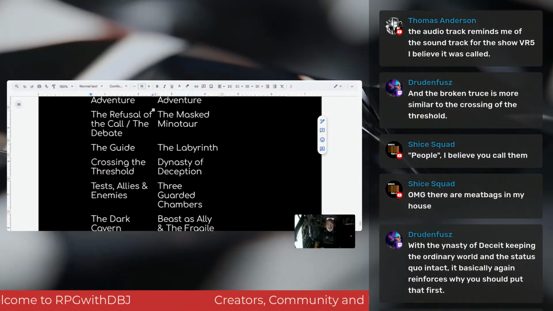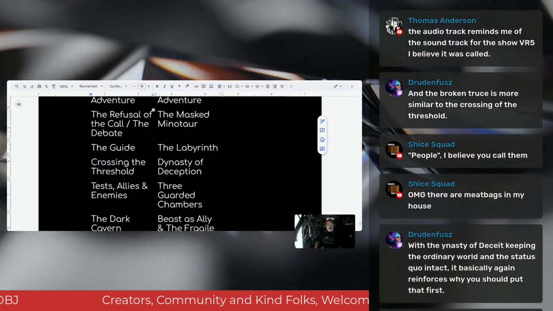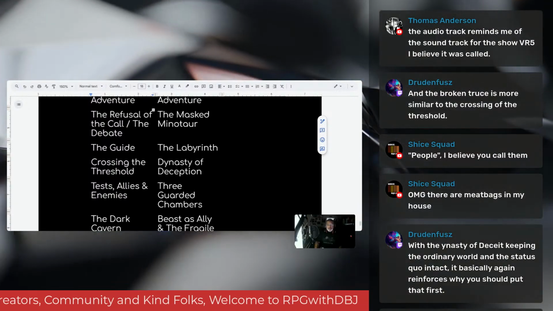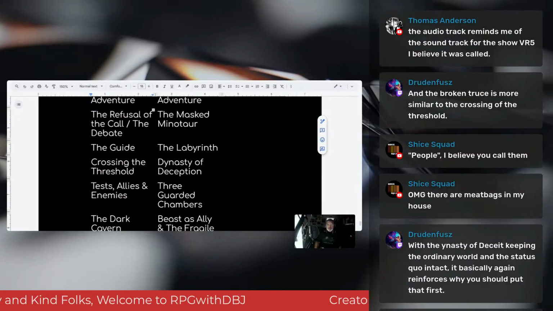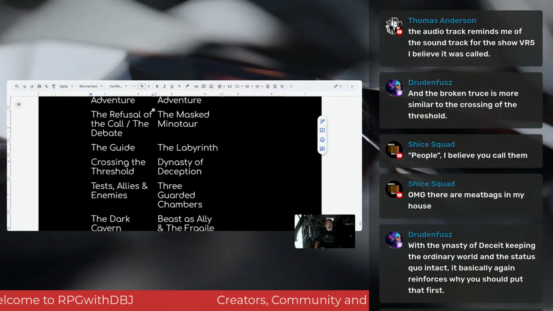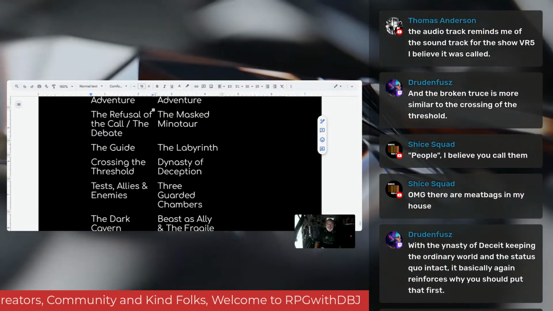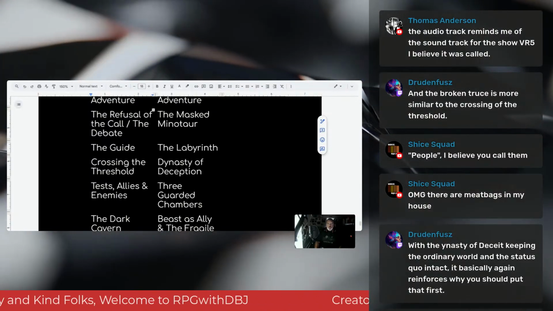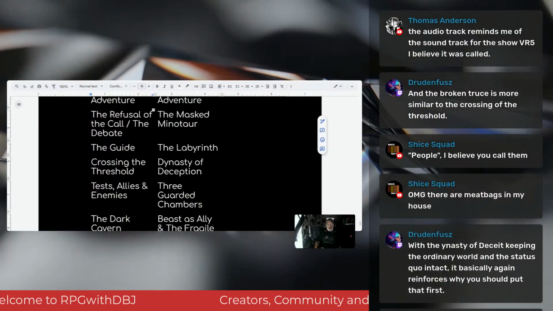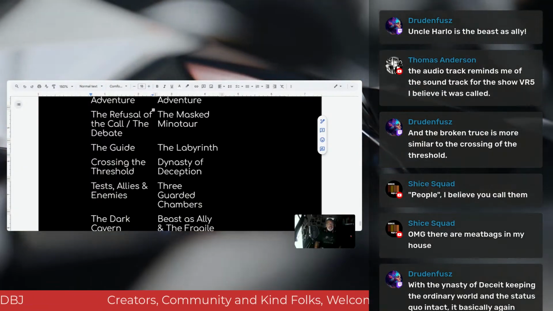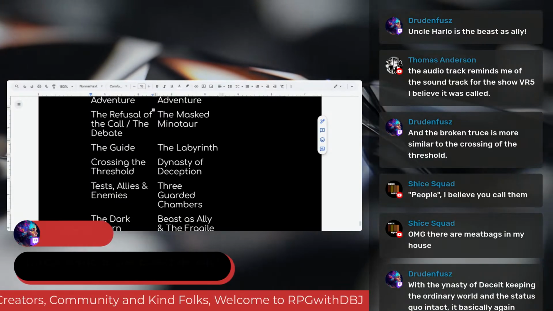TA says the audio track reminds me of the soundtrack for the show VR5, I believe it was called. I don't remember that one. I don't know. Over here it's called down tempo, and be aware. Full disclosure, it is AI generated, so don't.